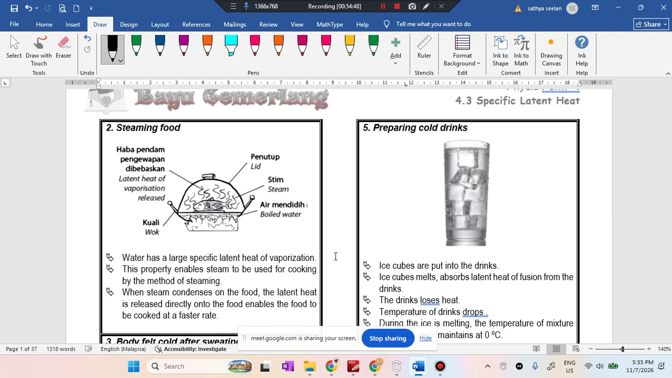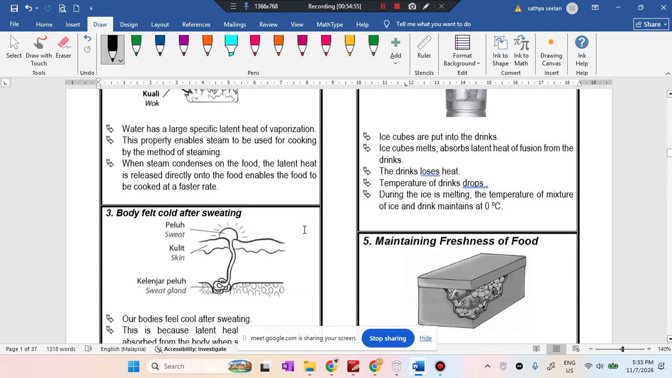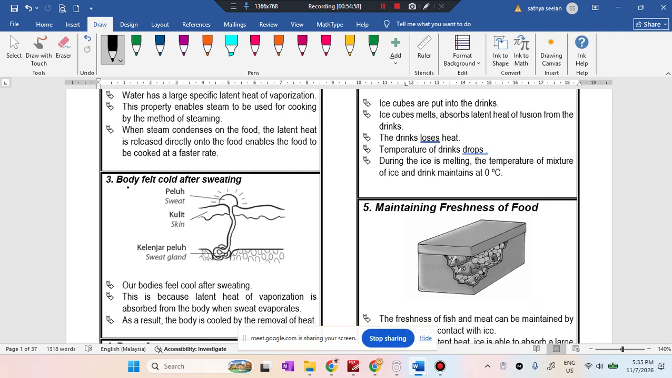Okay, I want to use our basic example, the sweating process first. Let's see you understand from there or not. So, body felt cold after sweating. Betul tak? Lepas peluh kita kering, badan kita jadi sejuk. Kenapa? Peluh terhasil because of the increased body temperature. So, this peluh, when it want to evaporate, dia serap semua latent heat.